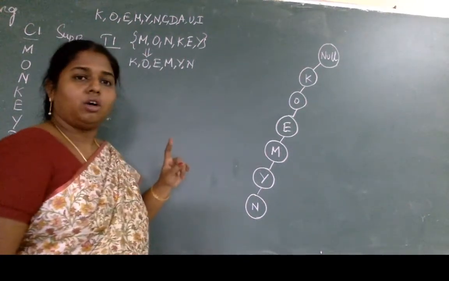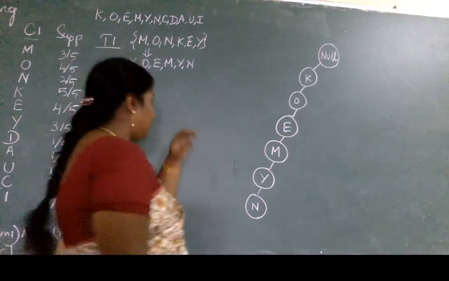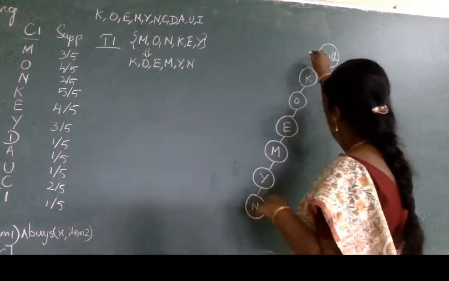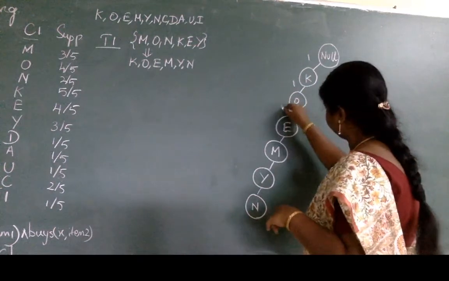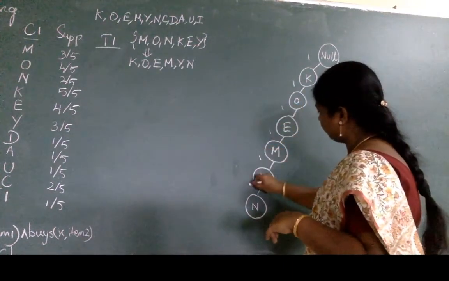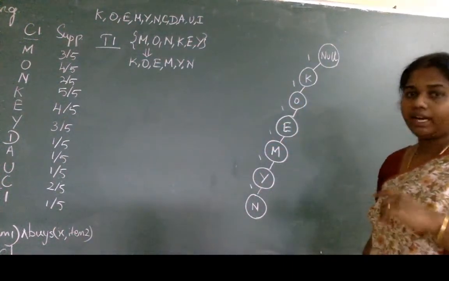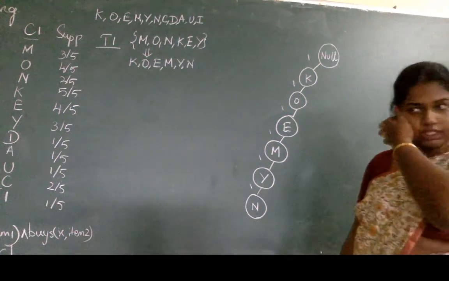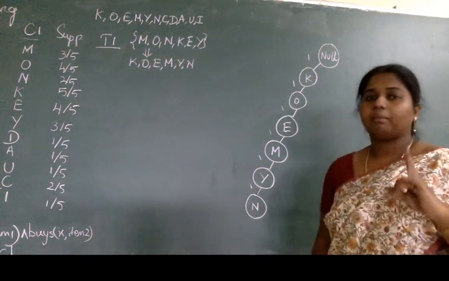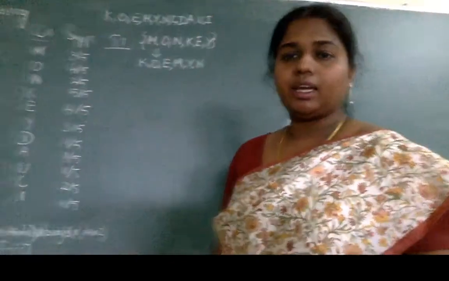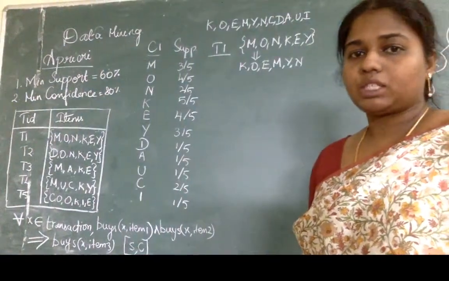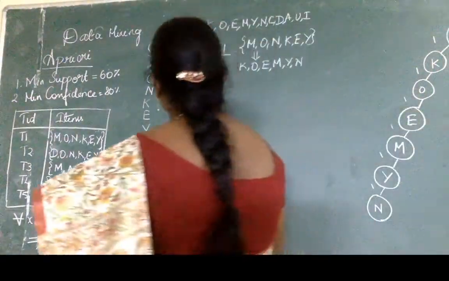Now, all of these I am going to put a support value of 1. All the links have a weight. I have added a weight of 1 to all of these links. So with this, my first transaction is complete. What is my second transaction here?